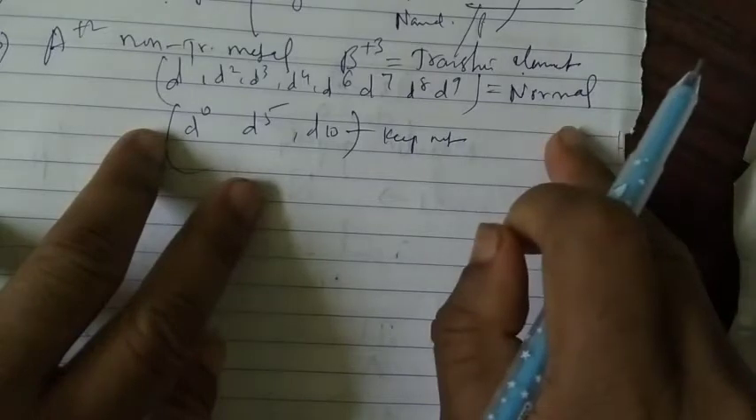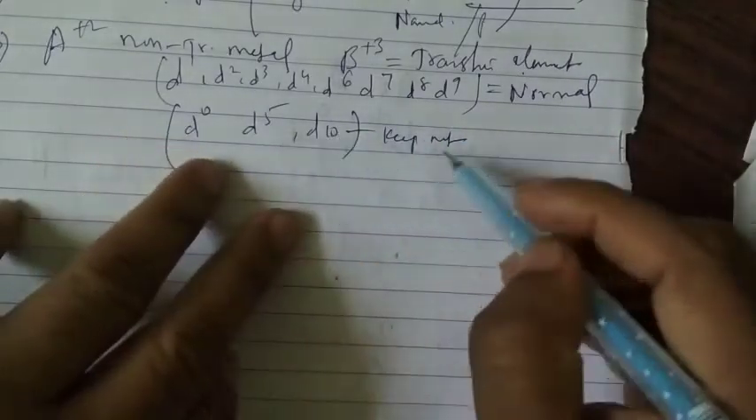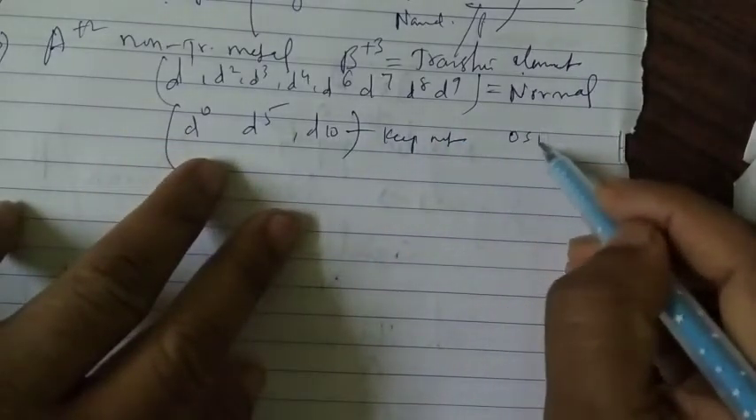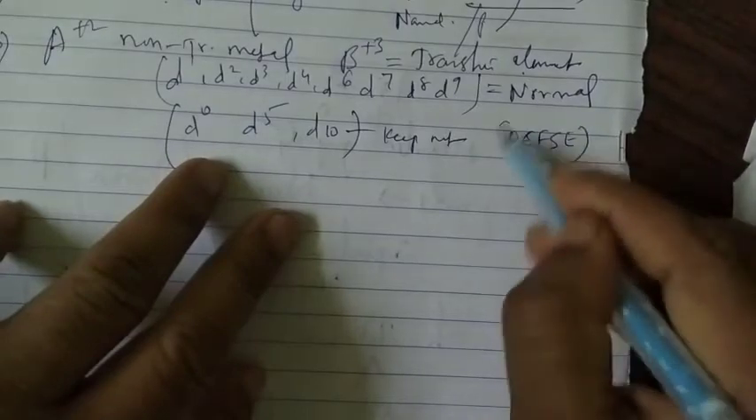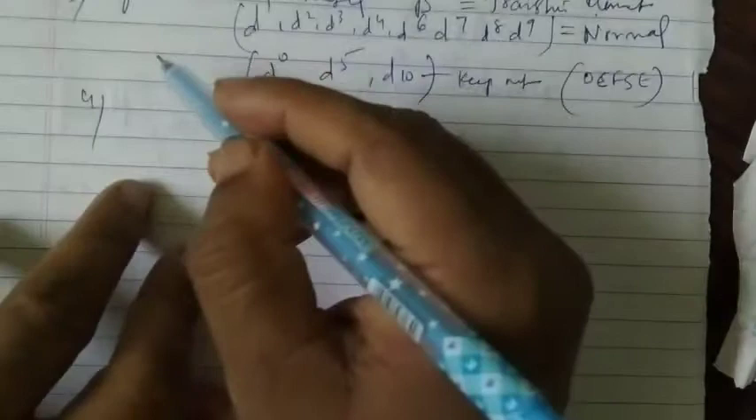So they will be normal, and d0, d5, d10 have 0 CFSE, you know that these configurations have 0 CFSE. This is one thing you can keep in mind.